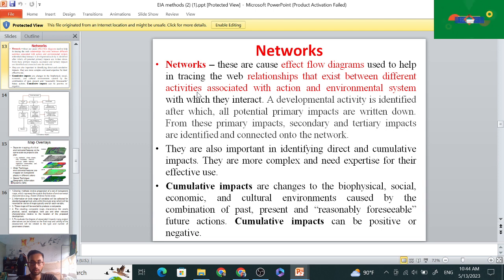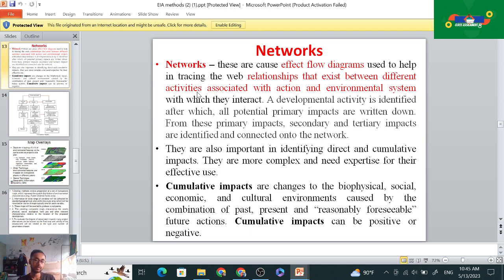Networks are cause-effect flow diagrams used to help in tracing the relationship that exists between the different activities associated with the action and the environmental system with which they interact. A developmental activity is identified, after which all the potential primary impacts are written down. From the primary impacts, secondary and tertiary impacts are identified and connected onto the network. They are also important in identifying the direct and cumulative impacts, and they are more complex and need expertise for effective use.